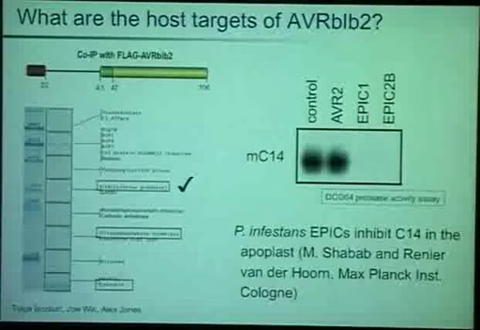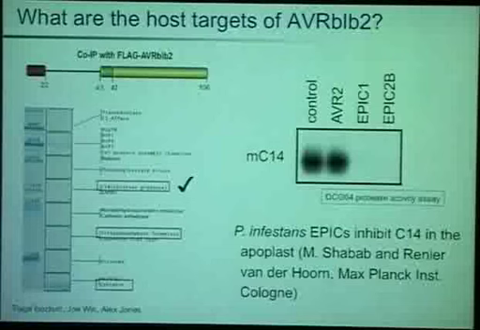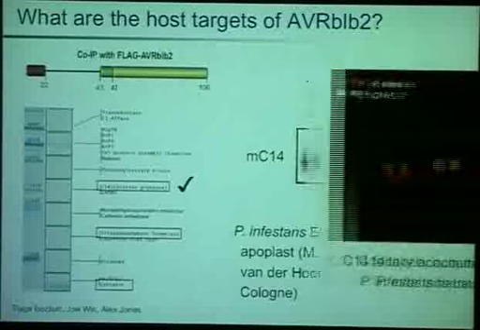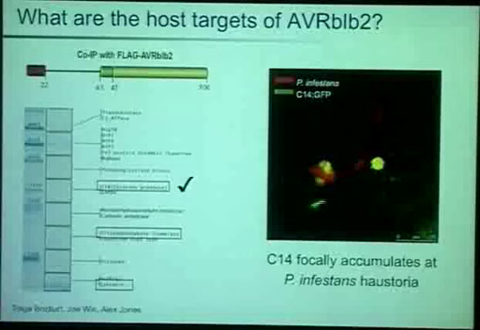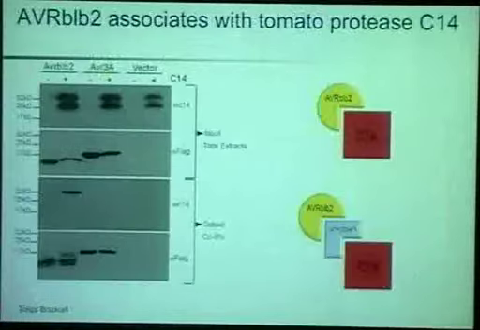This was interesting to us because at the same time, our collaborator Renier van der Hoorn discovered that the same protease, C14, was inhibited by these apoplastic effectors. So these effectors that are present in the extracellular space. So it seems like this protease is targeted by multiple effectors of Phytophthora at different sites. And we also discovered that this particular protease, if it's expressed as a GFP protein, also focally accumulates around the haustorium in a very dramatic fashion.